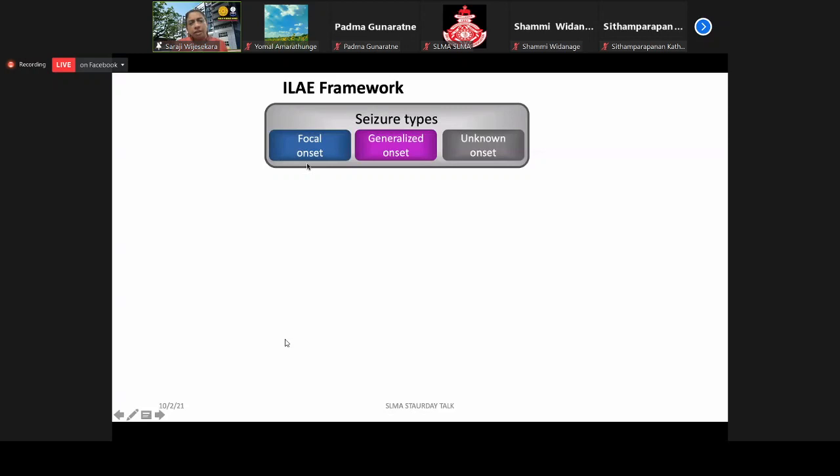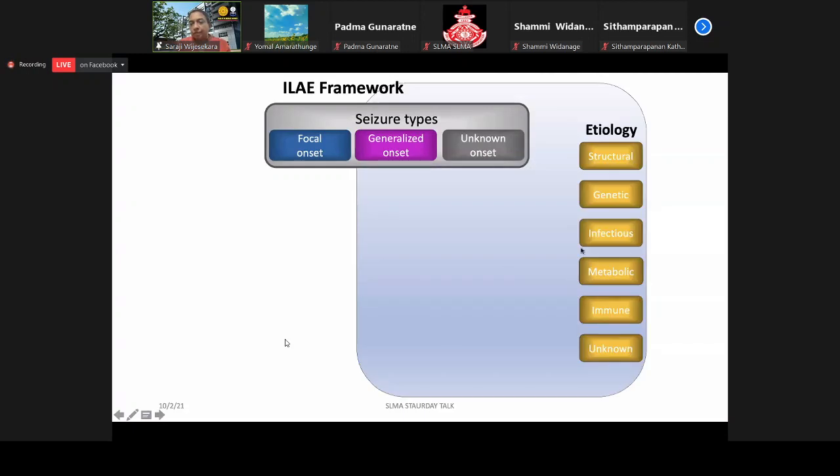If you go through the ILAE classification of seizures, this was put out, as I told you, in 2017. Before that, we had partial seizures, focal seizures, and generalized seizures. The seizure types are defined according to the onset, whether it's a focal onset or a generalized onset, or if somebody doesn't know what onset this is, then it is known as unknown. This is very easy in a way because it's very descriptive of what we see. And then, of course, the etiology, whether it's structural, genetic, infective, or immune, and so forth. There are many reasons for the etiology.